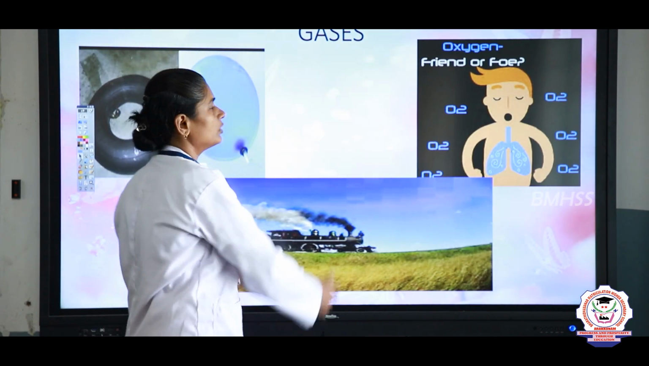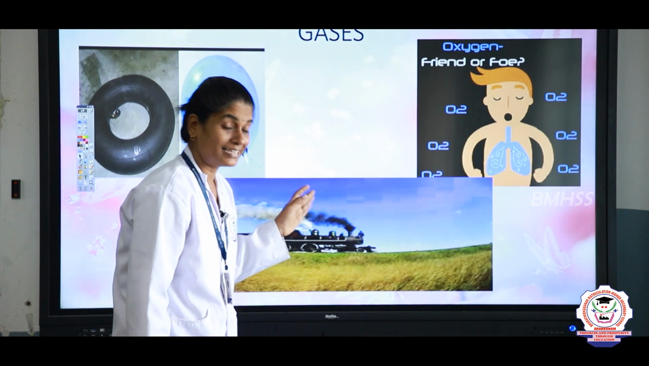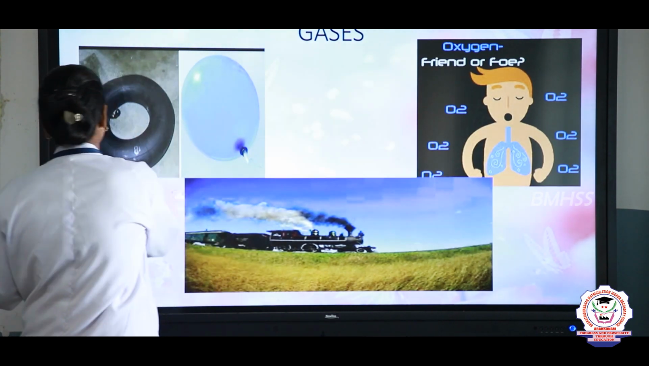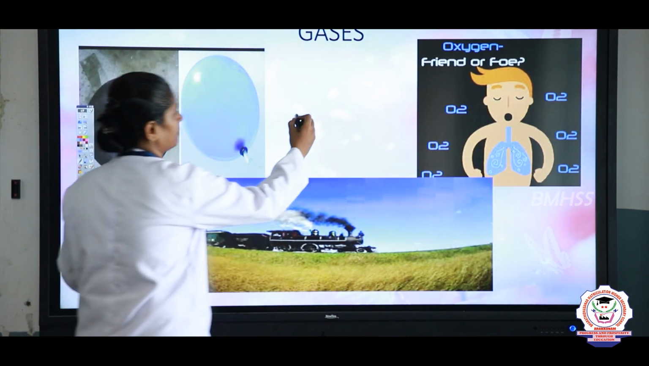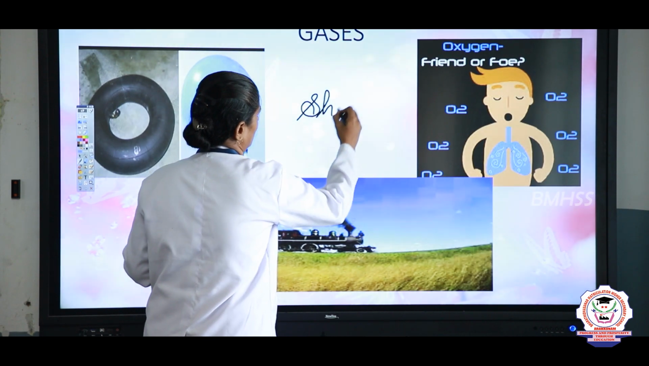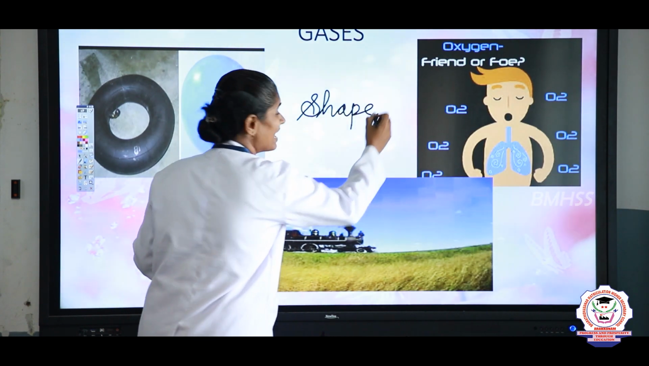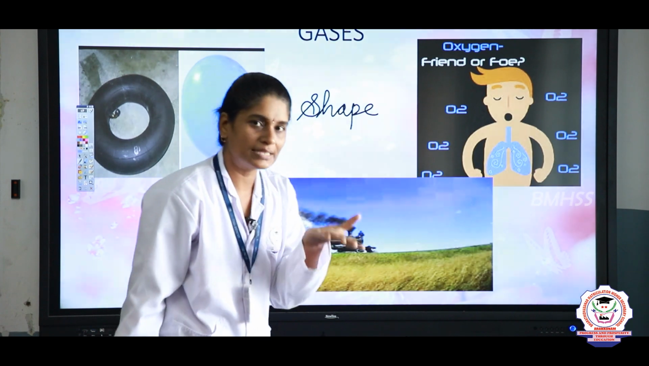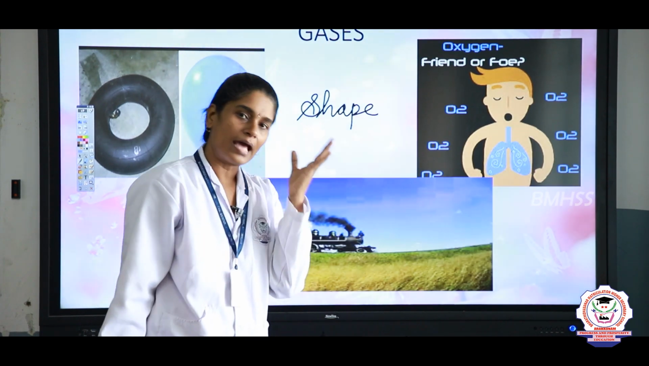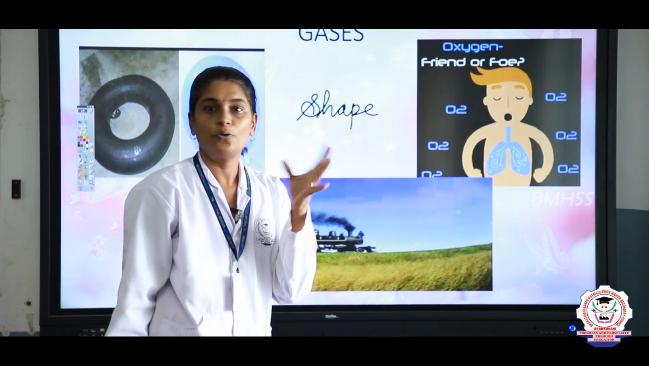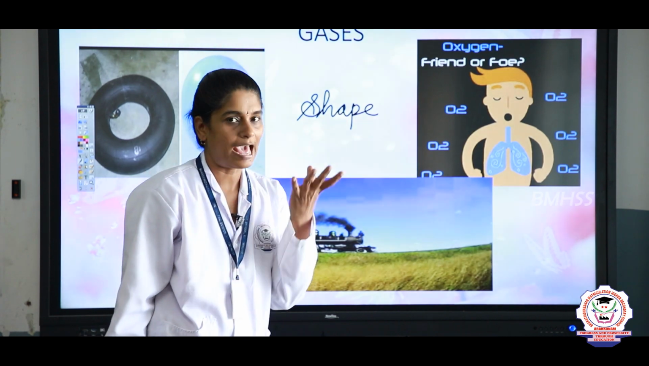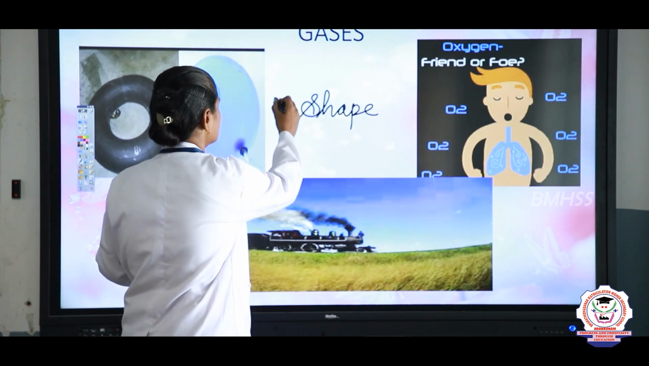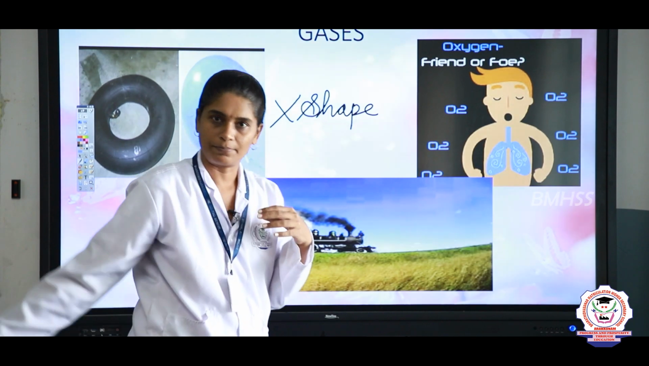Now when we talk about the qualities or the characteristics, what are the things? First, when we talk about shape. Tell me whether air has a shape. We cannot see the air, right? Does the air have some shape? No, we cannot say the shape of the air, right? So it does not have a shape.